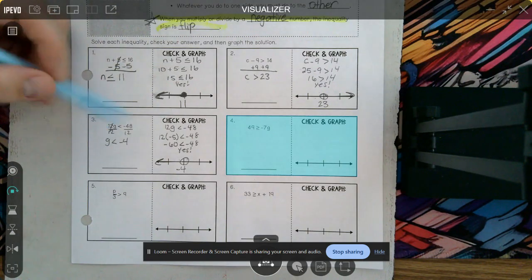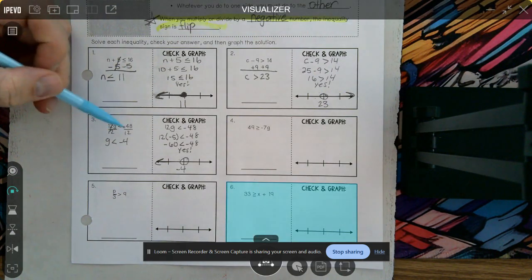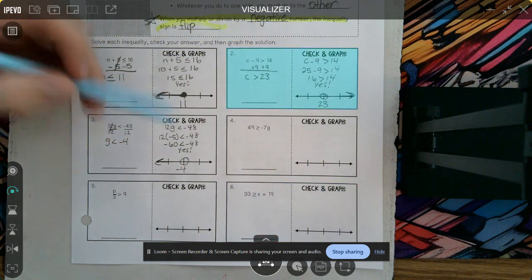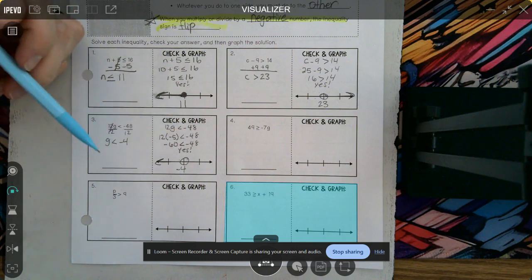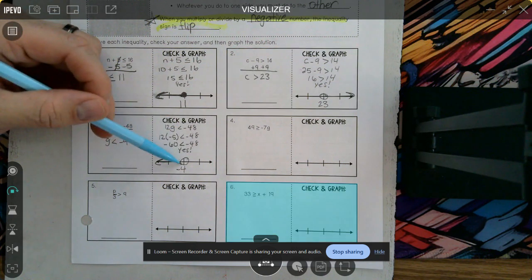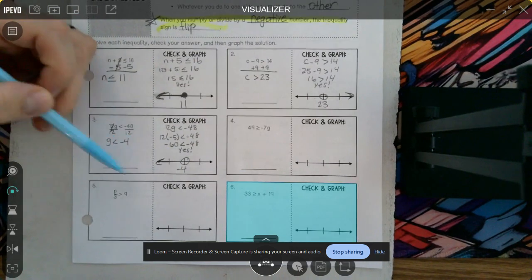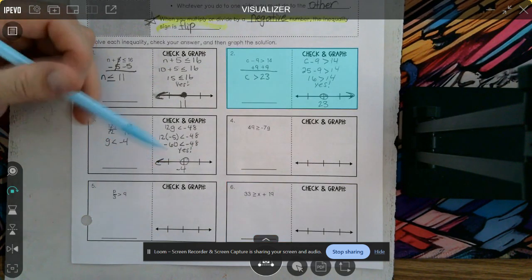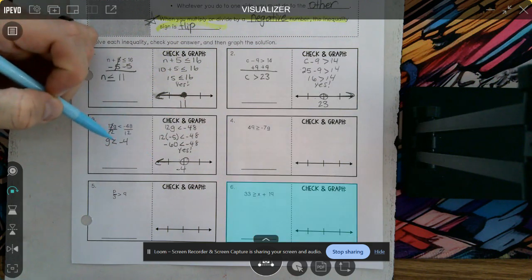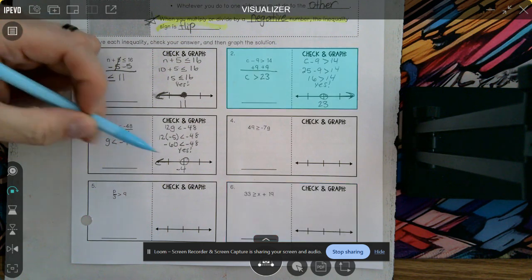All right, here is my answer for number 3. So I divided both sides by 12, and you get G is less than negative 4. I rewrote my original to check. 12G is less than negative 48. Then I graphed it. So I should have an open circle at negative 4 because it's not or equal to. Negative 4 is not a solution. And I graphed it to the left because it's any value that's less than negative 4. And my arrow is pointing to the left. My variable's on the left, so I know I graphed it right.